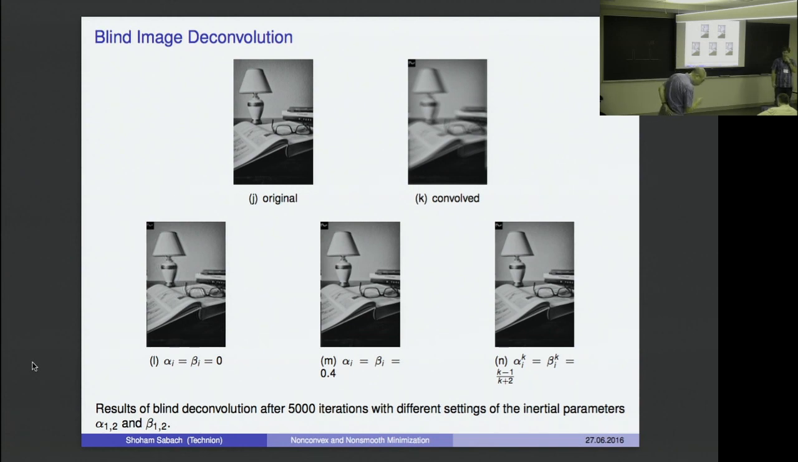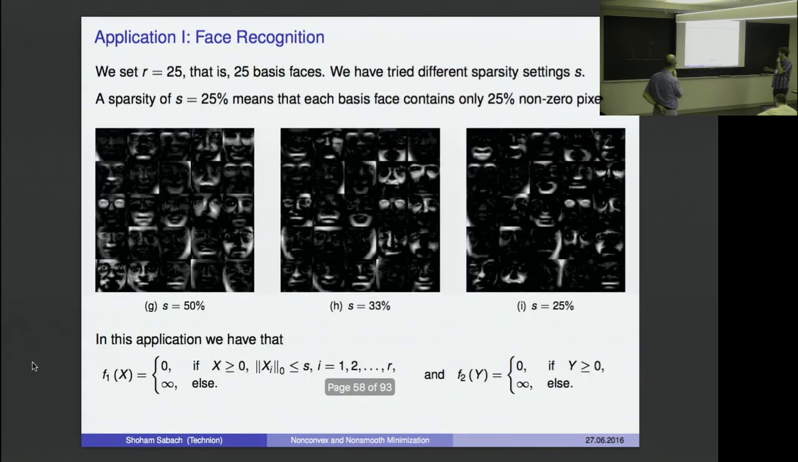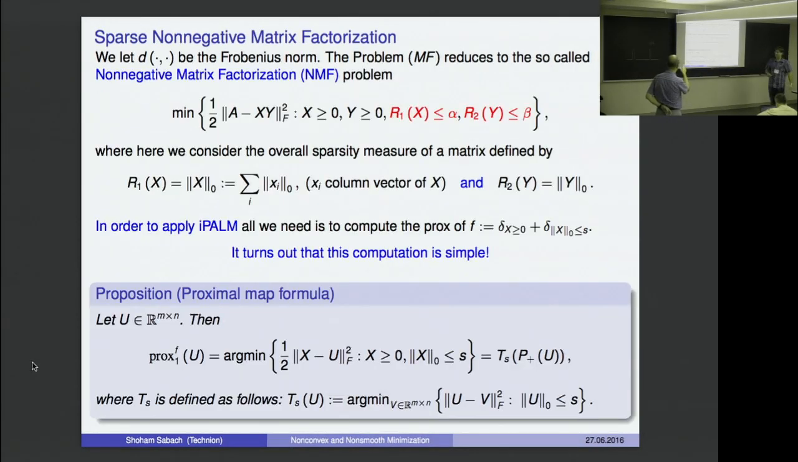Can you go to this proximal map formula? I have a question, page 52. Here, do the operators P_S and P_plus commute? If I'm not wrong, yes, they commute. Because F is a very particular case, you have two projections, right?